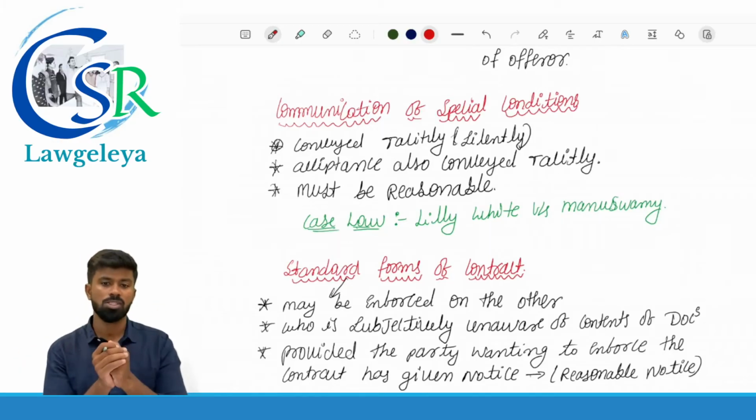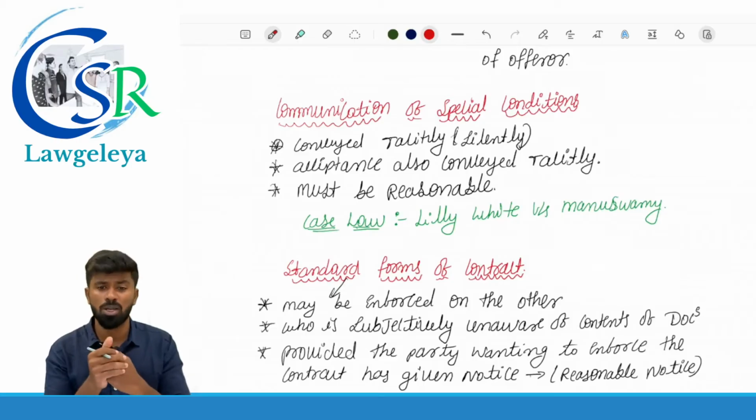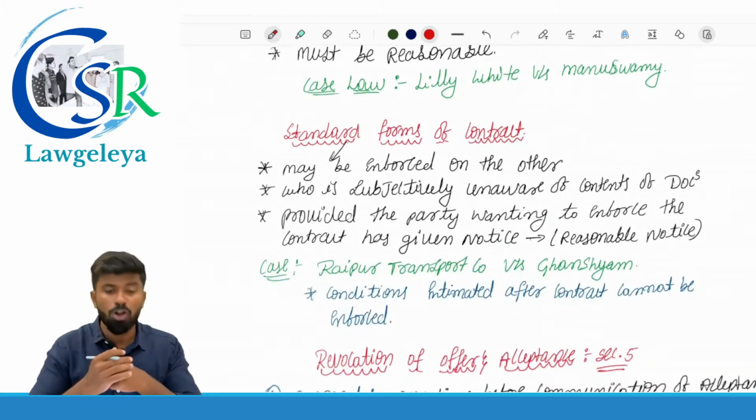And for that, we have a case law called Lily White versus Manuswamy, where the laundry person has promised to pay only 20% of the value of the cloth if it is lost. Is it valid? No, because it is unreasonable. Next one, standard forms of contract.